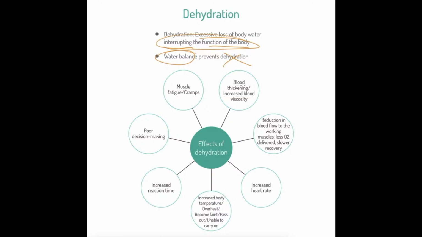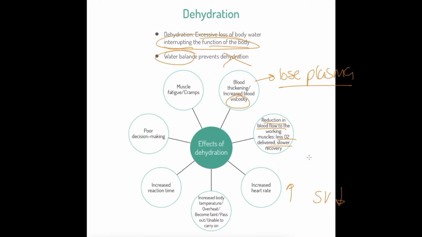Now, if we don't achieve that water balance, what happens? Well, first of all, we get viscosity of the blood. In essence, we lose plasma because plasma is based on water. So if we lose blood plasma as a proportion of the blood, our blood cells, particularly red blood cells, are a greater proportion. It gets thicker and stickier, more viscous. This means that we get a reduction in blood flow. Therefore, we get less O2 and we recover more slowly. Our heart rate has to go up to compensate because our stroke volume goes down. So to maintain our cardiac output, our heart rate goes up.